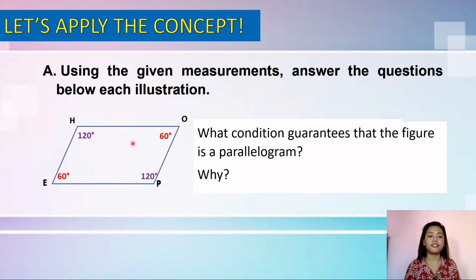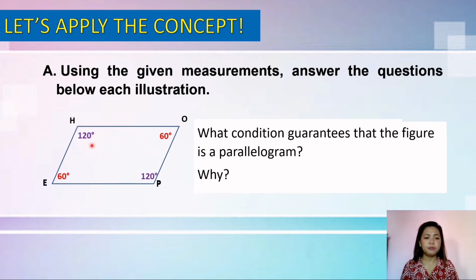So, remember that we only have opposite angles and consecutive angles. So, let's deal first with opposite angles. So, are the opposite angles congruent? Yes, they are. So, therefore, it satisfies that in a parallelogram, opposite angles are congruent. How about its consecutive angles?